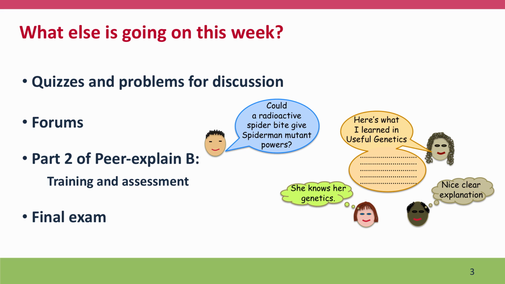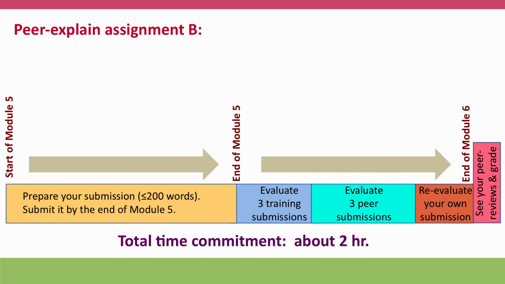Now, in the Peer Explain assignment, as before, you're writing an explanation to a sort of popular interest question, and then beginning this week, you will be assessing other student submissions. The details are as before. This week, you're preparing your submission. It's due by Sunday midnight at the same time as the Module 5 graded quiz.